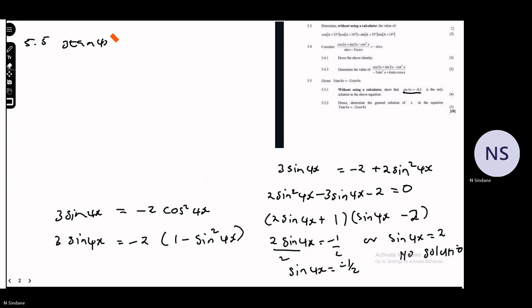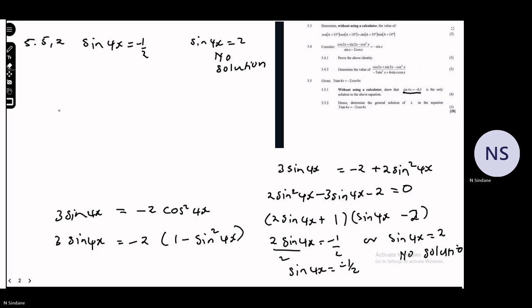So in the last question, what are they looking for? Hence, determine the general solution of x in the equation. So we already know that if we simplify, we'll definitely get to this point: sine 4x is equal to negative 1 over 2, right? And the other one is no solution. We're gonna get to this as well. But for this one, we don't have a solution. It tells us math error. Now we're left with this, right?